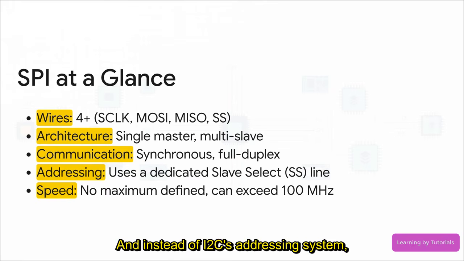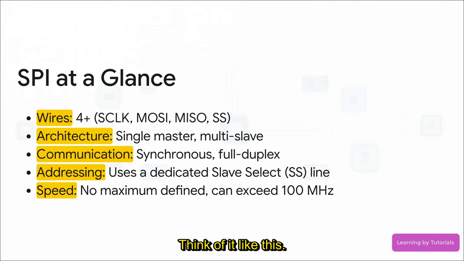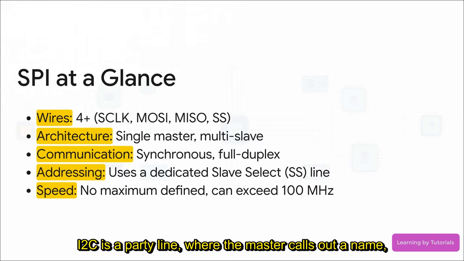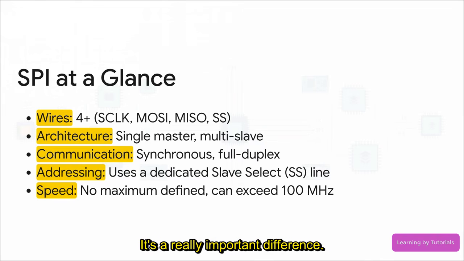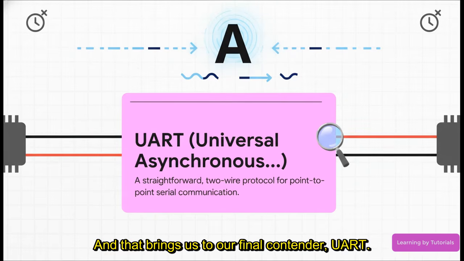And instead of I2C's addressing system, the master uses a special slave select wire to activate one specific device. Think of it like this: I2C is a party line where the master calls out a name, but SPI gives each device its own private phone line. It's a really important difference. And that brings us to our final contender, UART.